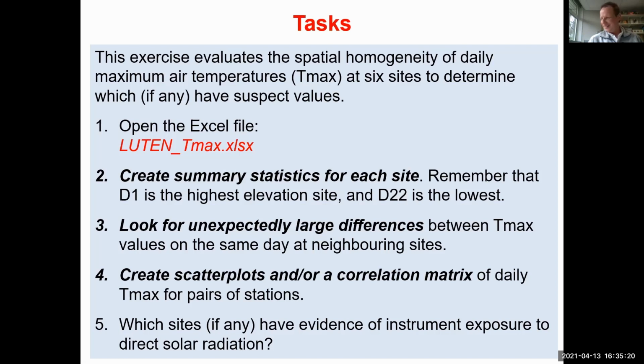And then the answer is: is there a problem in these data, and if so, which of the sites should we be concerned with? Is that clear? Yes.